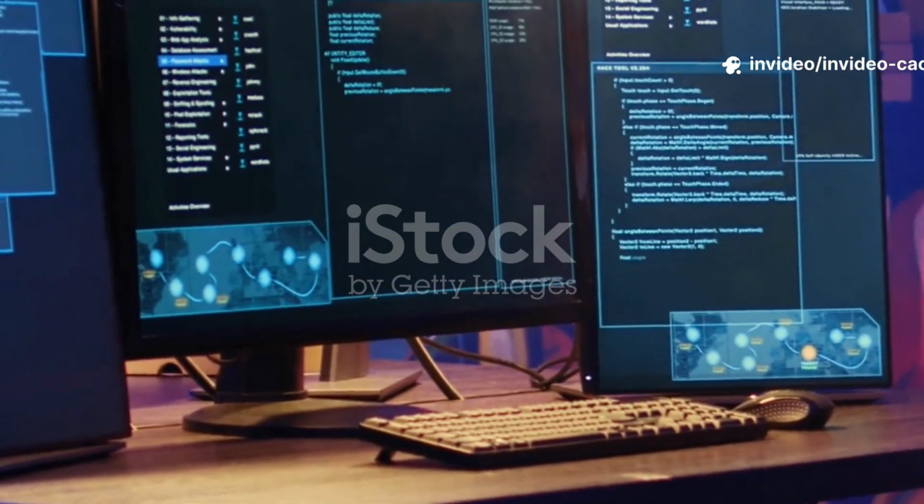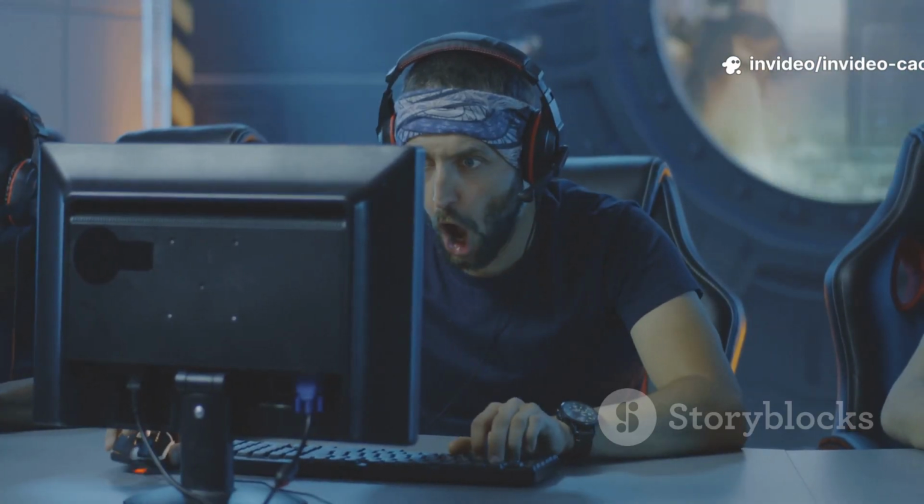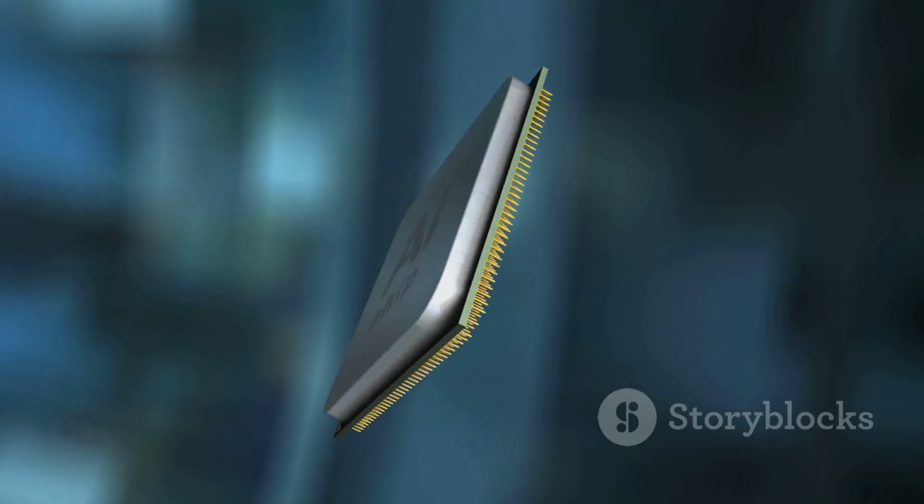Alright, let's talk about something that makes your PC feel snappy. Something that works its magic every single second you're gaming, editing, or just browsing memes. I'm talking about cache memory.